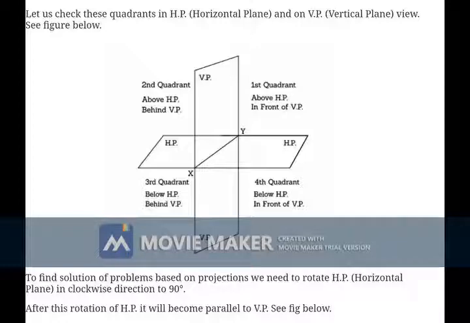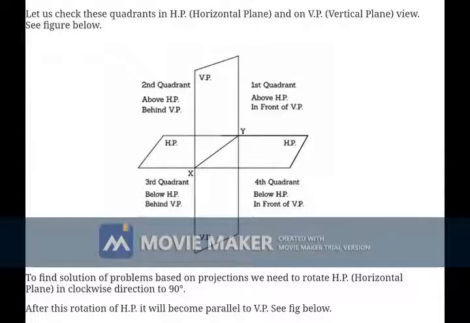So the horizontal plane should be rotated in clockwise direction, right? So for the first quadrant, this XY reference is there. Above the XY line you have the vertical plane, and you have to rotate this horizontal plane in a clockwise motion. If you rotate this horizontal plane by 90 degrees, always in clockwise, your horizontal plane will be below your XY.